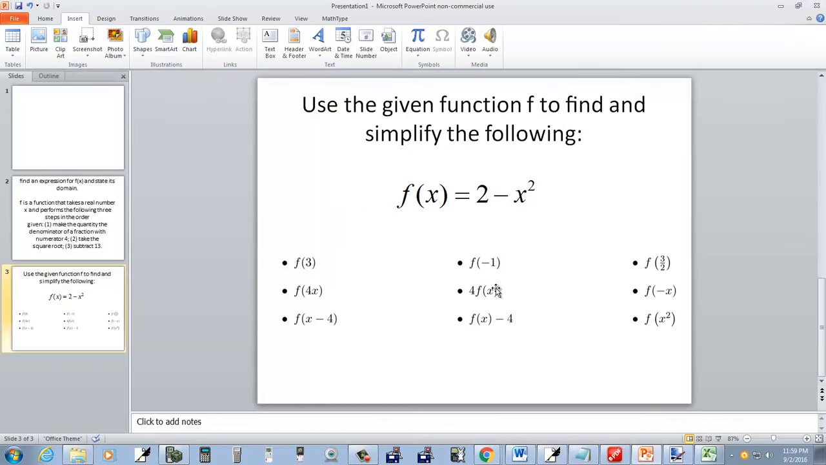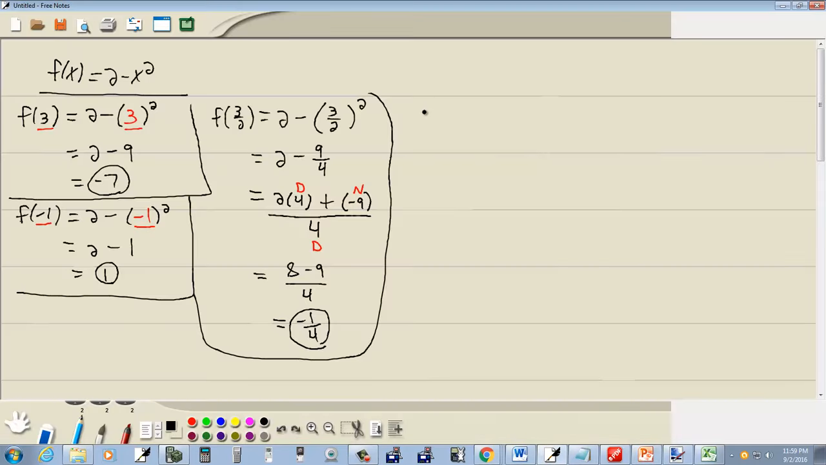Okay, now the next one is f of 4x. And again, this is just evaluating a function. So we'll go back to our original function, and we'll replace our x with sets of parentheses. Evaluating is always the same. Whatever's inside this parentheses automatically goes here. So then we got 2 minus, now 4x squared. 4x times 4x gives us 16x squared.